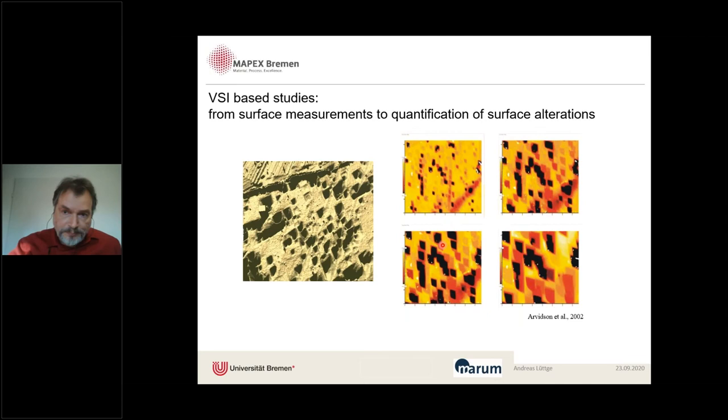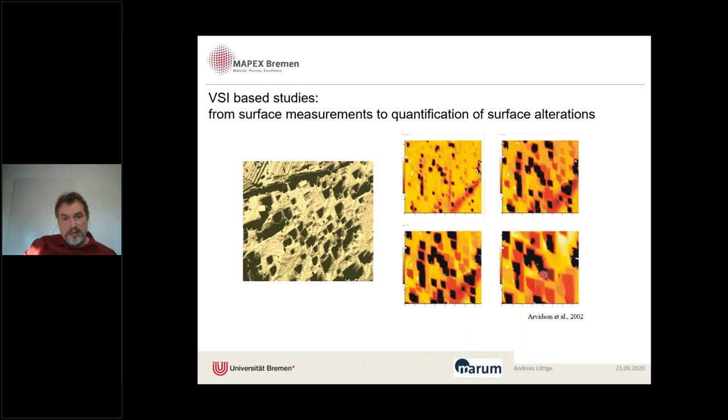We are interested in the reaction kinetics. How does a surface interact with a fluid? That can be corrosion, dissolution, or even growth, the deposition of material onto the surface, or crystal growth, for example. And we want to quantify the rates of these processes. So we need to go from a static view of the surface to a dynamic measurement of the changes of the surface as a function of time. Samuel has explained nicely how that is done.